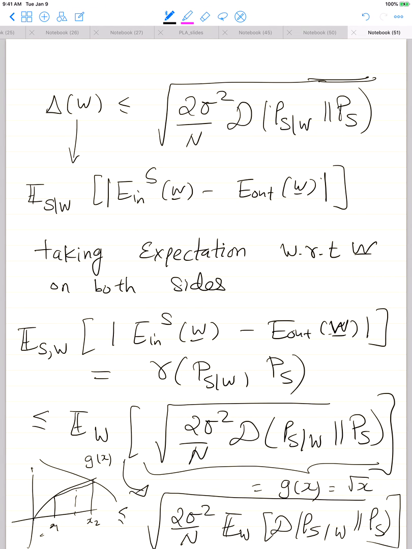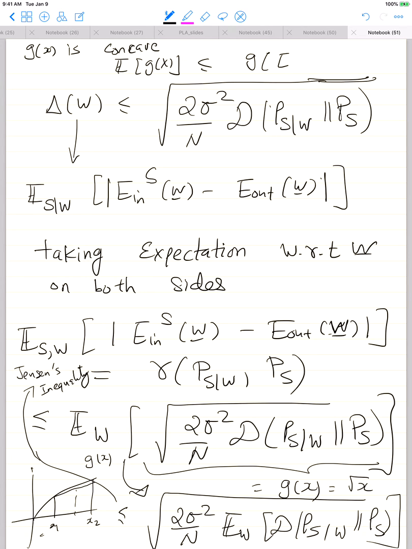This is an inequality that has a name. This is Jensen's inequality. It says that if you have a concave function, I'll write it here, if g of x is concave, and you take the expected value of g of x, that is always less than g of the expected value of x. So that's what I'm doing here. So this is a concave function, square root. So if I bring the expectation inside, I get this. And this is my mutual information between S and W.